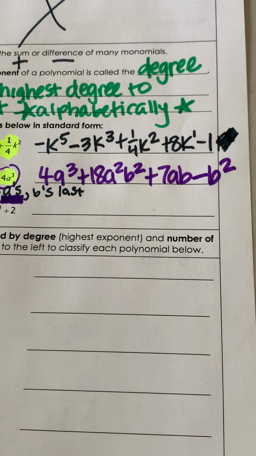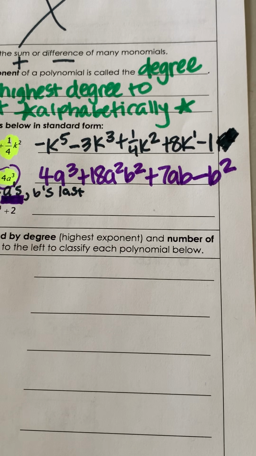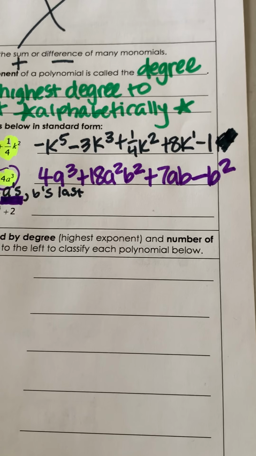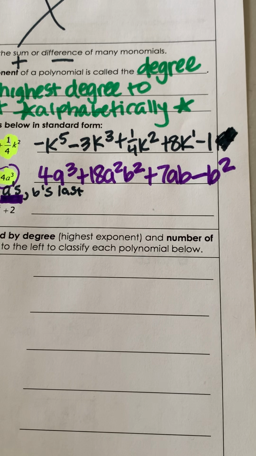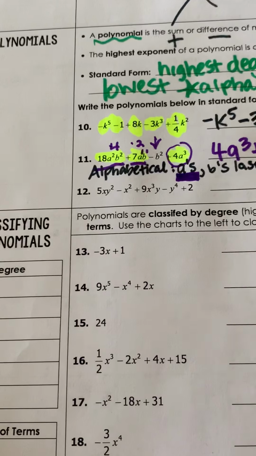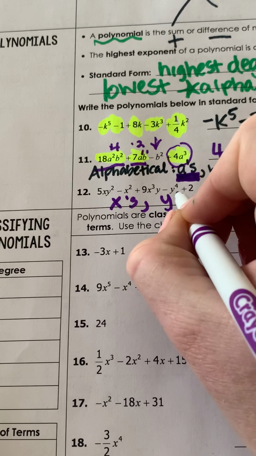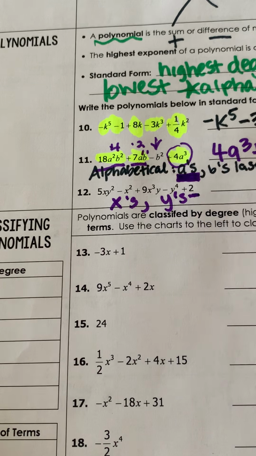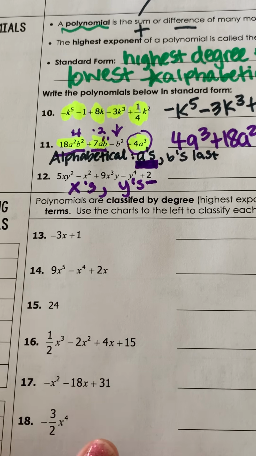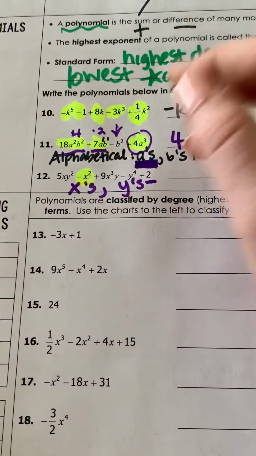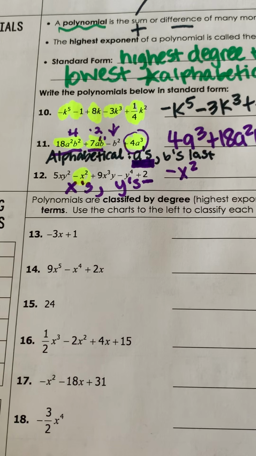All right, so let's look at the next thing. We need to list all of the X's and then all of the XY's, then the Y's, then the number. I know it's a lot, but X comes first in the alphabet. We'll do all the X's, then Y's, and then we have a number. Numbers always come last. Okay, so my only term with only X's is here, negative X squared.